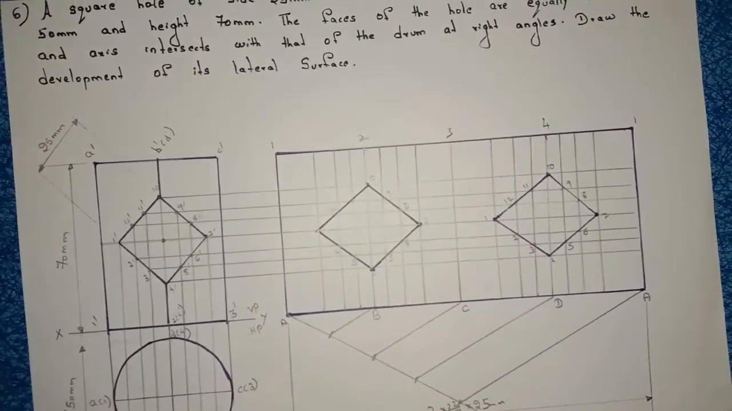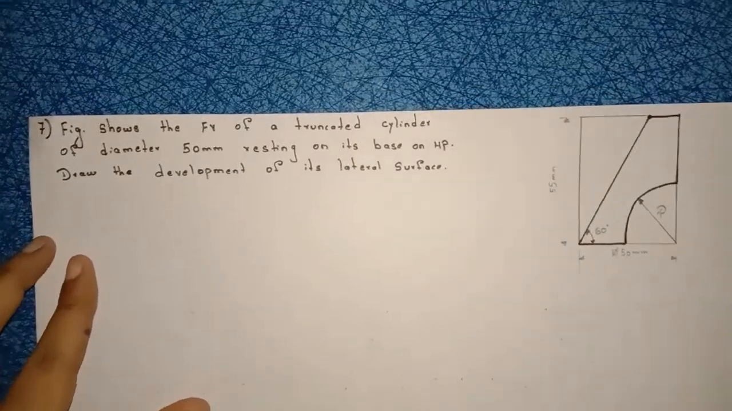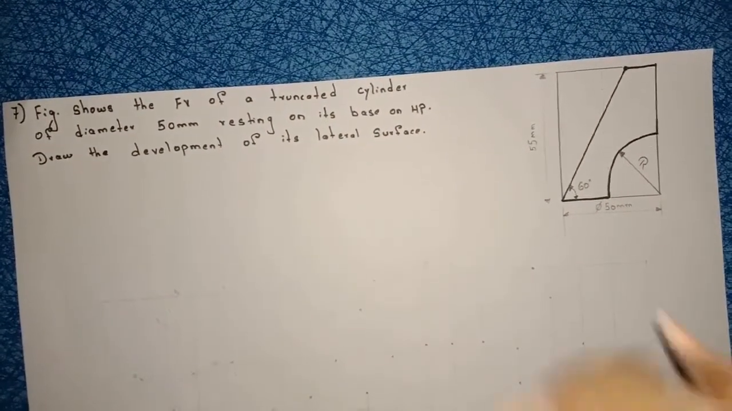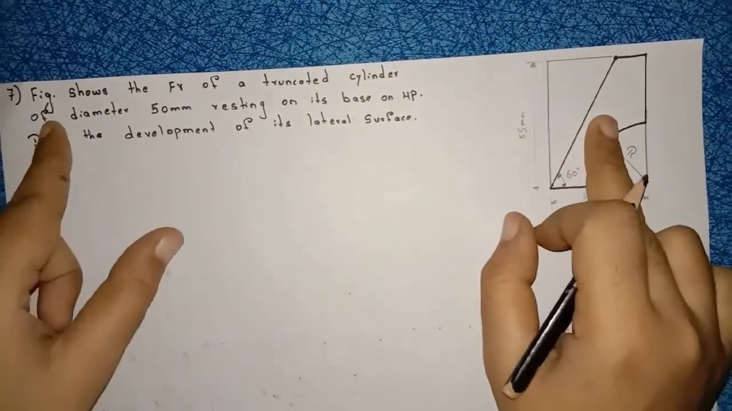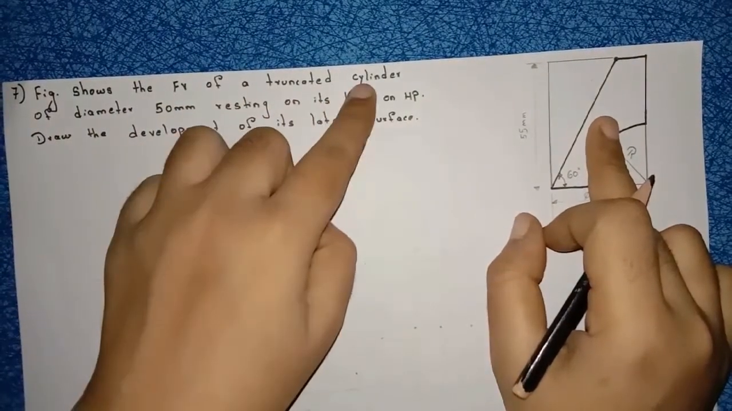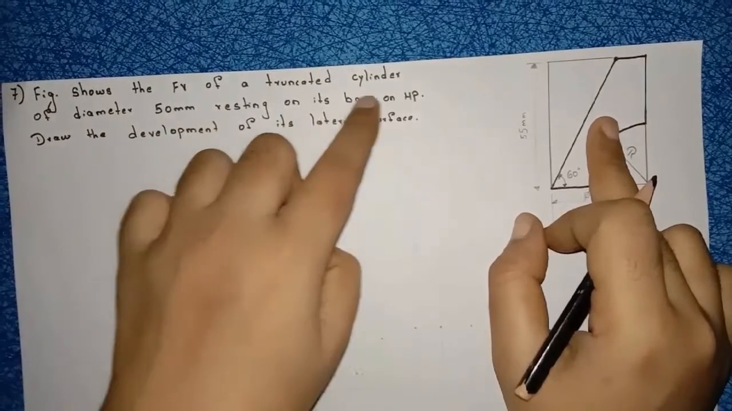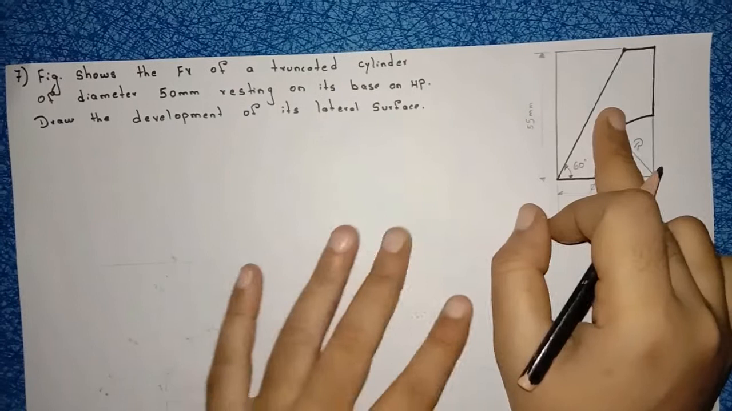So let us see one last problem in development of surfaces, prisms. See, this is your question, last one. They can mention the questions like this also. This is your question. See, the figure shows the front view of a truncated cylinder of diameter 50 mm resting on its base on HP. Draw the development of its lateral surface.